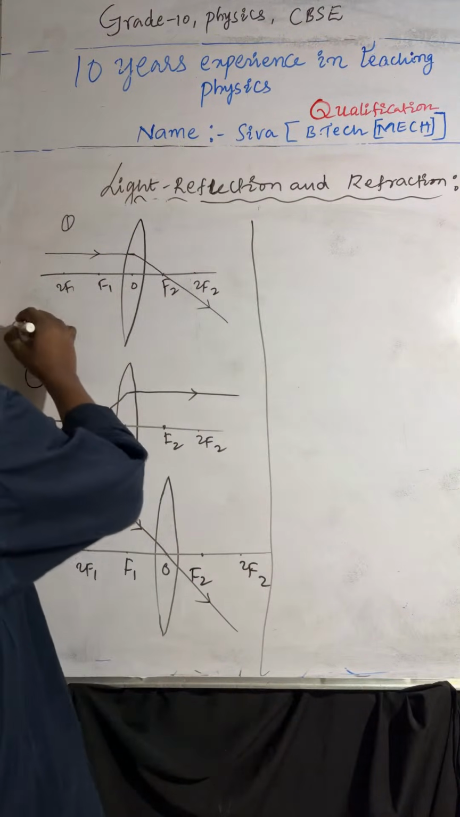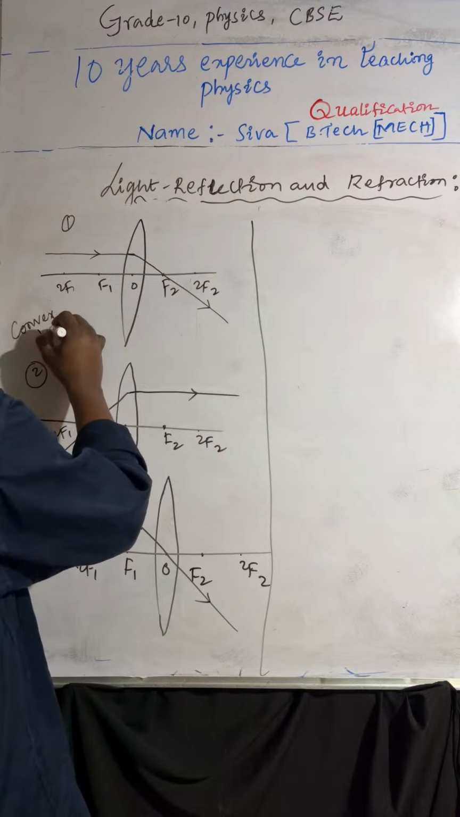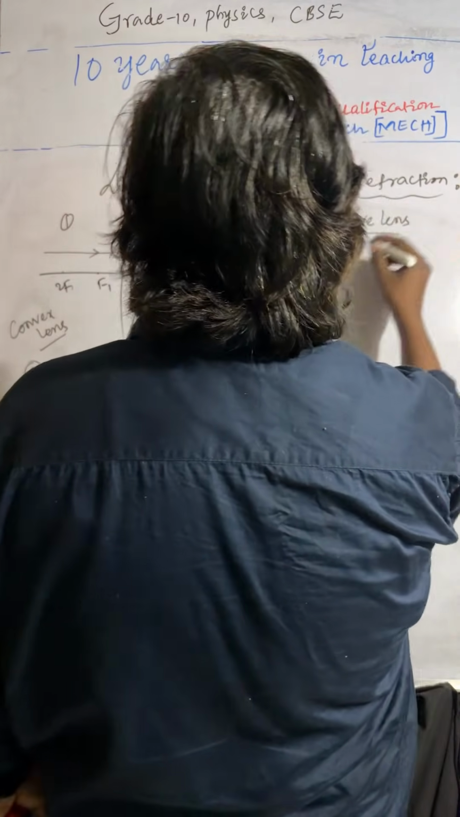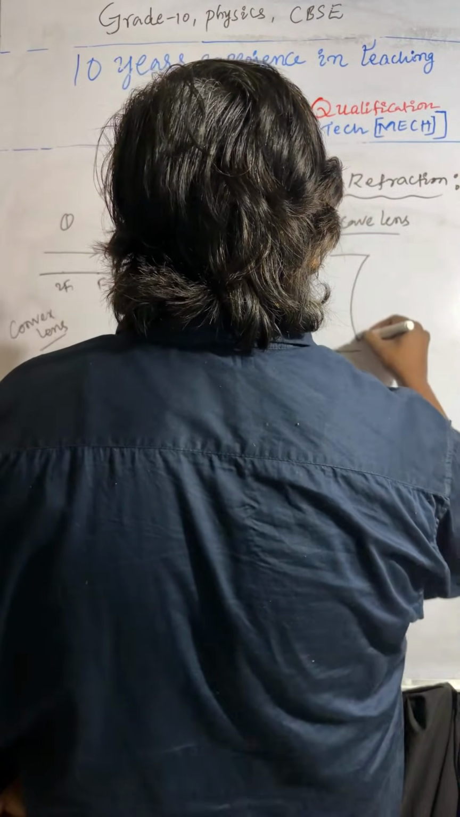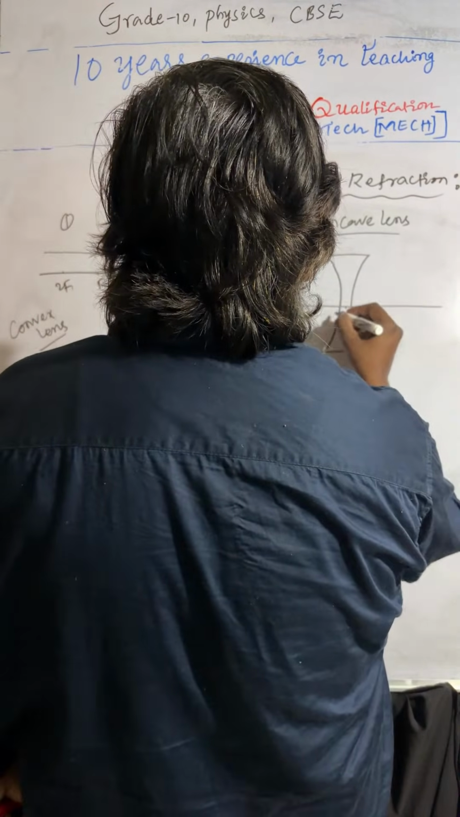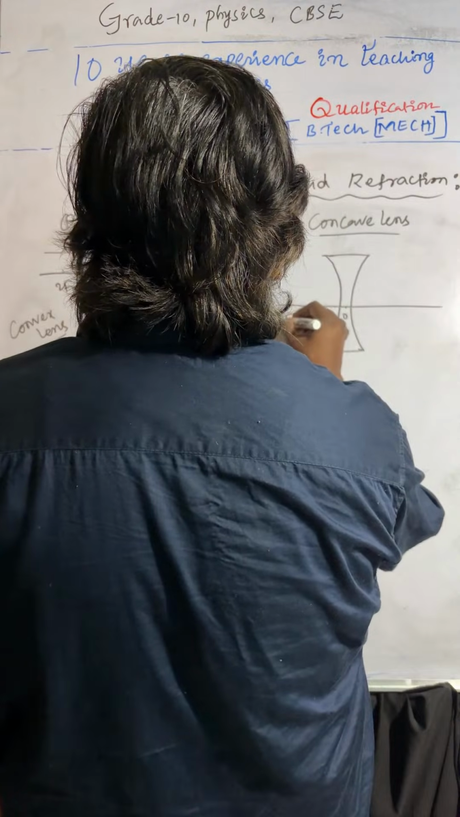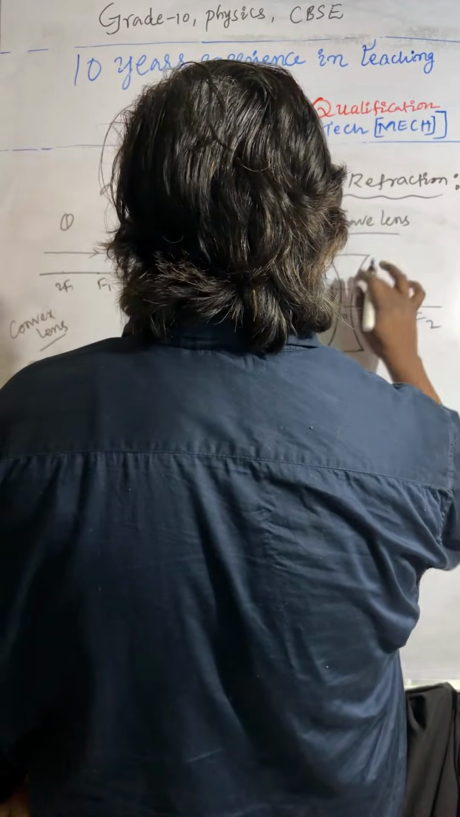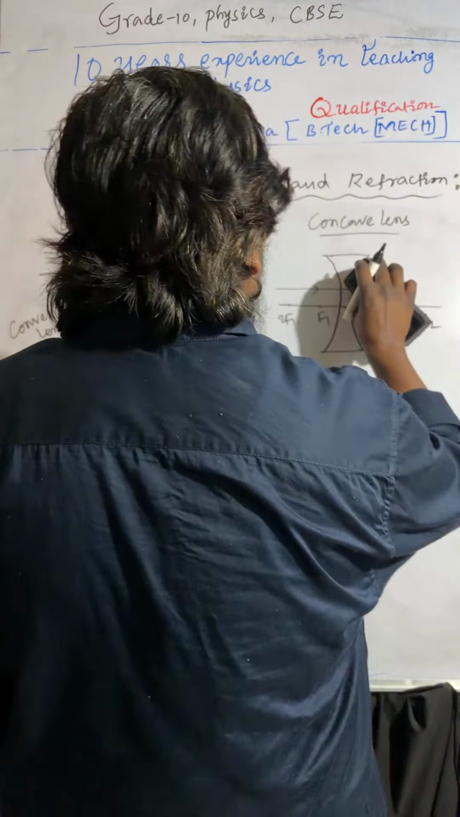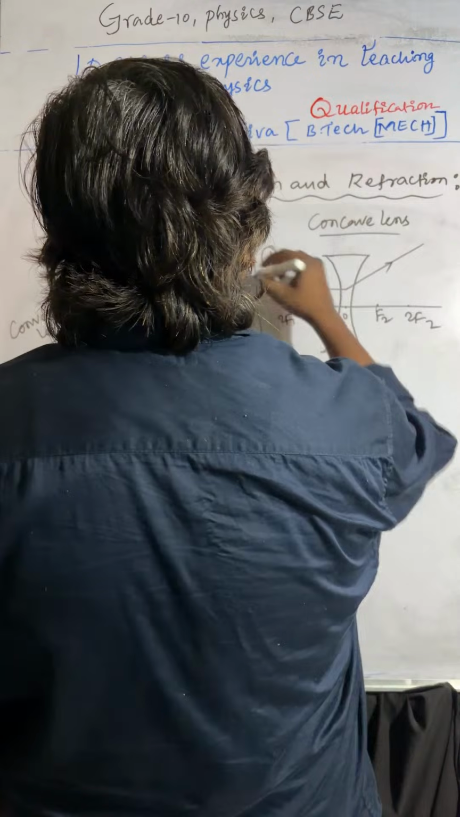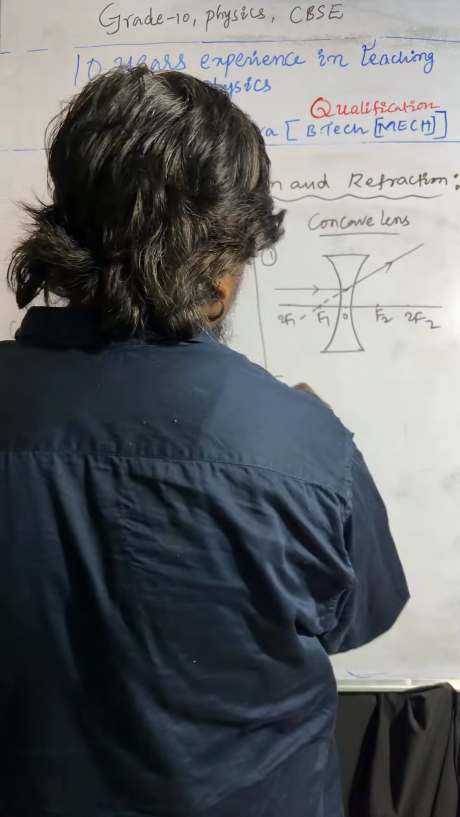So this is a convex lens, and coming to the concave lens. I'm taking the concave lens like this. Optic center, F1, 2F1, F2, 2F2. A light ray coming from infinity, after refraction, diverges. So here, point number 1, if you extend the light rays, they pass through the focus.